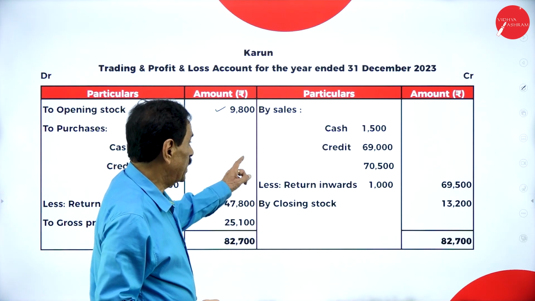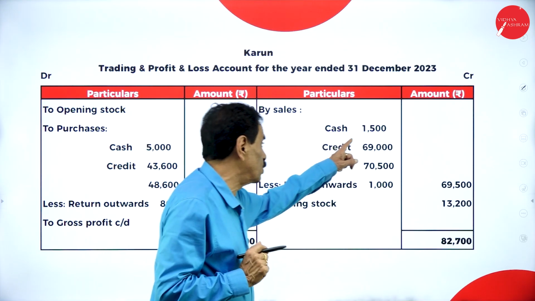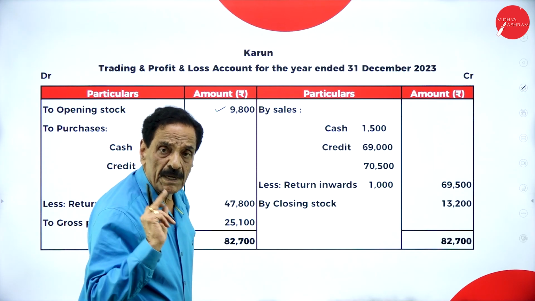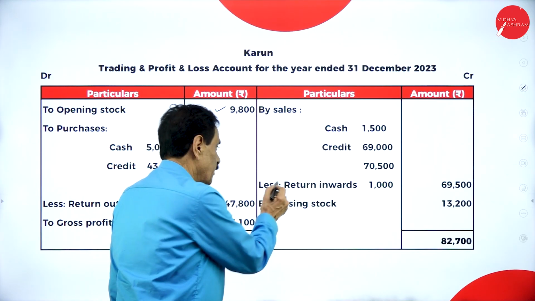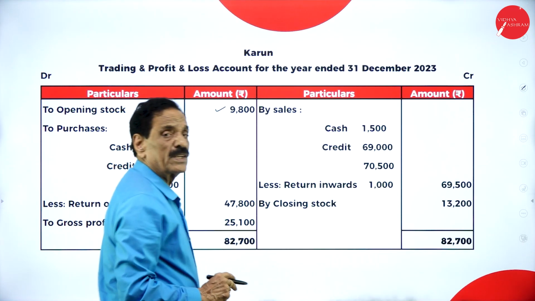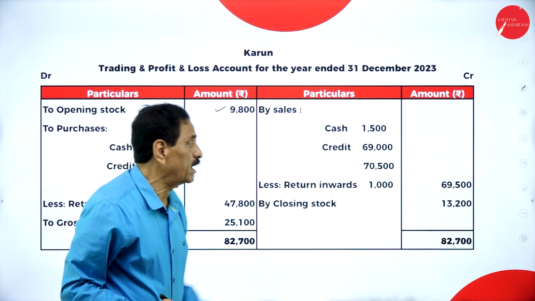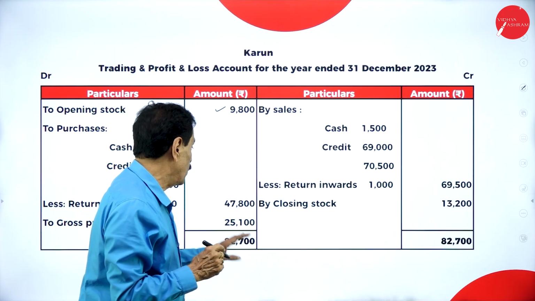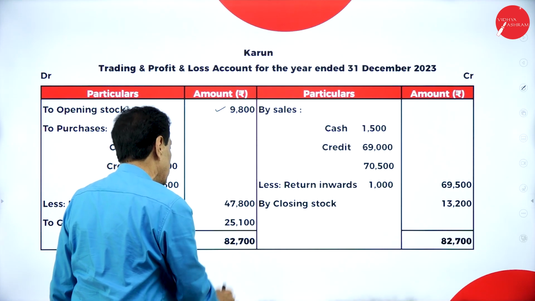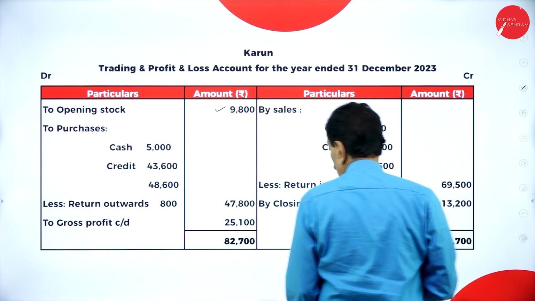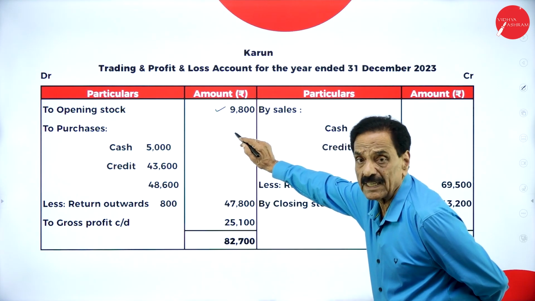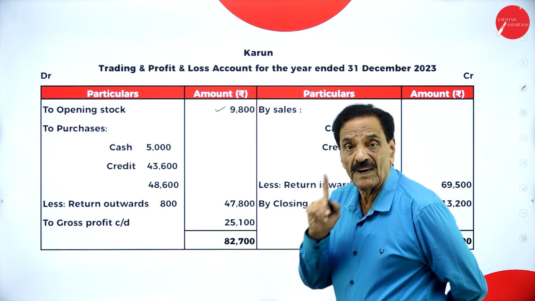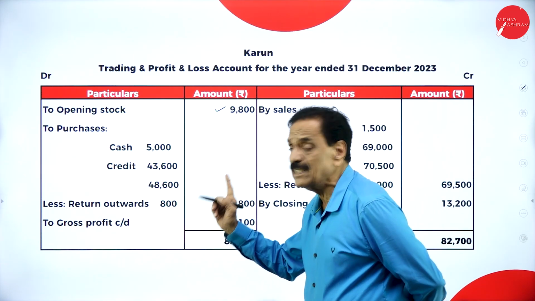Come back here. Sales: cash sale as per the cash book is 1,500. As per the debtor account, credit sale is 69,000. Totally it becomes 70,500. Out of that, return inwards is 1,000, so it becomes 69,500. Your closing stock is 13,200. Totally it is 82,700. Out of that 82,700, deduct 9,800, deduct 47,800. The difference will come to 25,100, which is considered as gross profit.